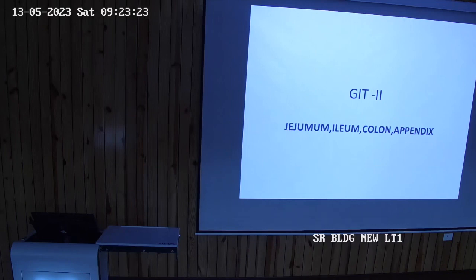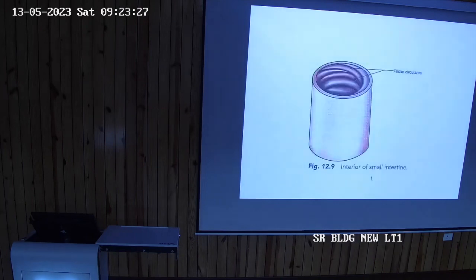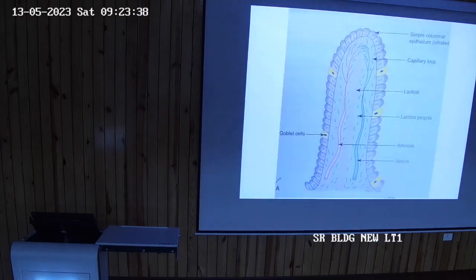I had already told you about the duodenum, so I will start from the jejunum. Look, I told you the plica circularis, that these are the plica circularis. These are permanent folds, and this is the villus.